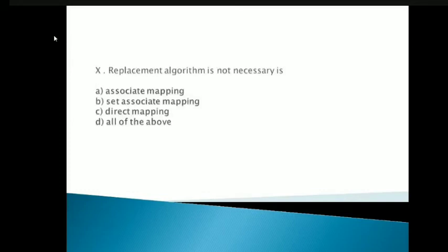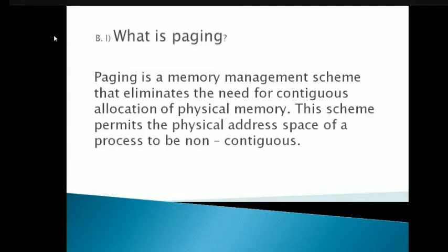Replacement algorithm is not necessary in associative mapping, set associative, direct mapping, all of the above. It is not necessary in direct mapping. Next short question. What is paging? Paging is a memory management scheme that eliminates the need for contiguous allocation of physical memory.